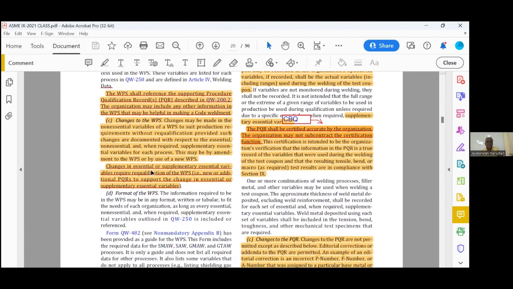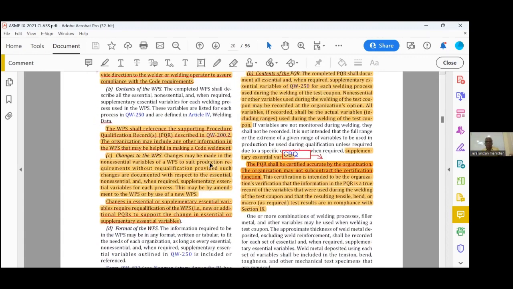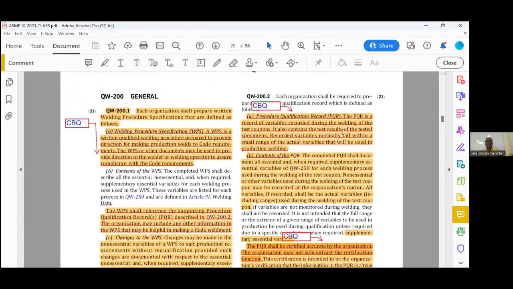Then what is PQR? You can highlight the same page here. The PQR is a record of variables recorded during welding of the test coupon. It also contains the test results of the test specimens. Recorded variables normally fall within a small range. That is a closed book question.